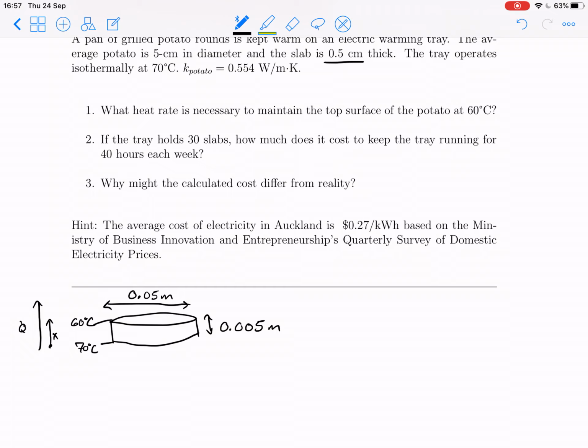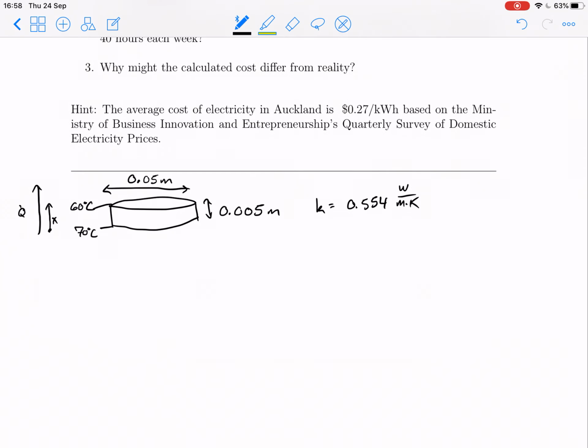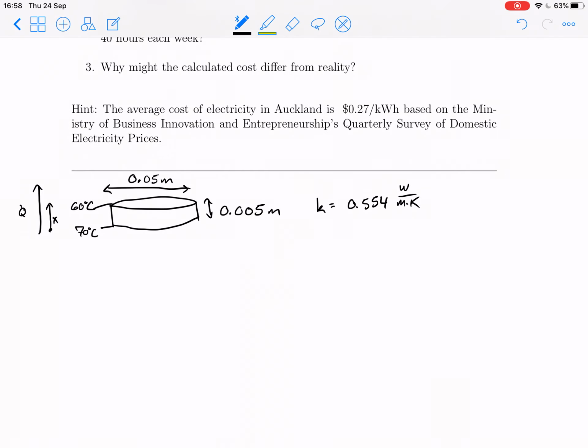Okay, so the question here is, given a thermal conductivity for potatoes, and the thermal conductivities of foods are very well tabulated because they're a huge issue in the food industry. So we've got that thermal conductivity, and the question is, what heat rate is necessary to maintain the top surface under these specified conditions?